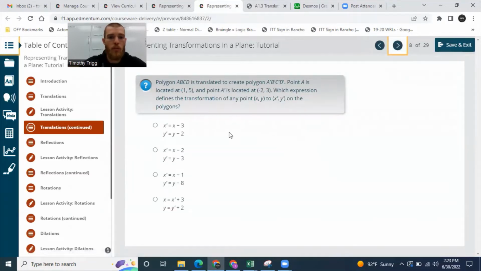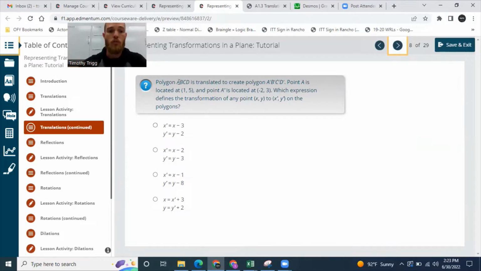Okay. So let's go ahead and take a look at this problem right here on page 8. Polygon ABCD is translated to create polygon A prime, B prime, C prime, D prime. A couple things I want to note here: anytime you translate, and this goes for all of our transformations, translation, rotation, reflection, dilation, the new shape always has those apostrophes. We call those primes. So we call that A prime, B prime, C prime, D prime.